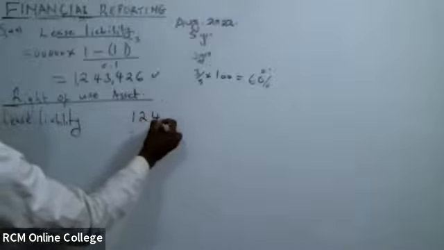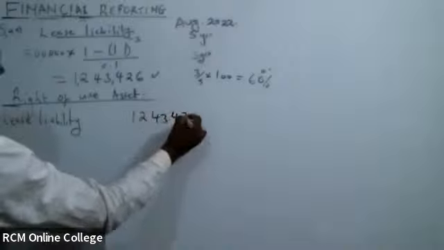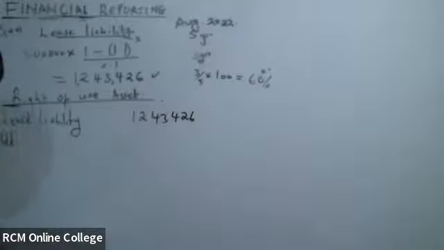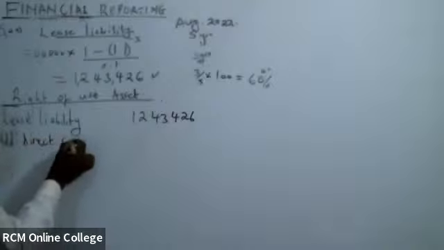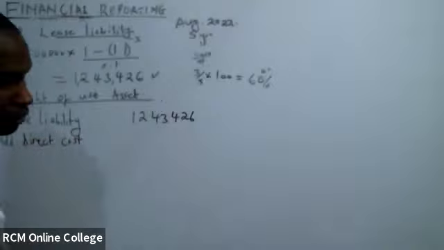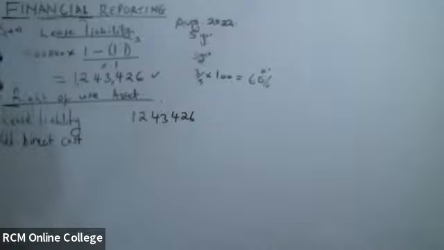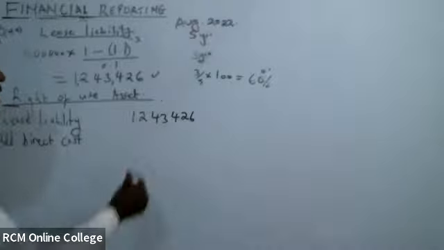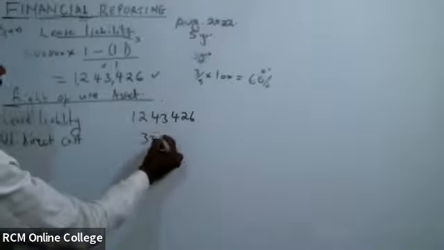which is now 1243,426. We add any direct cost. Class, what was the direct cost in this? We add any direct cost, lease liability plus direct cost. What was the direct cost? So that we can get the right of use asset. It is 30,000. Yeah, it's given there.